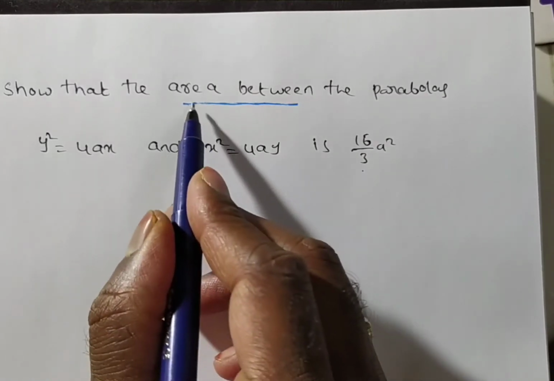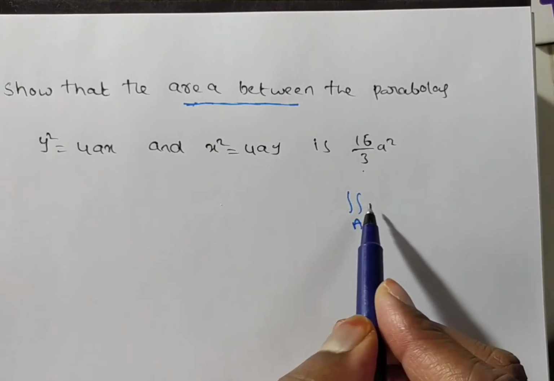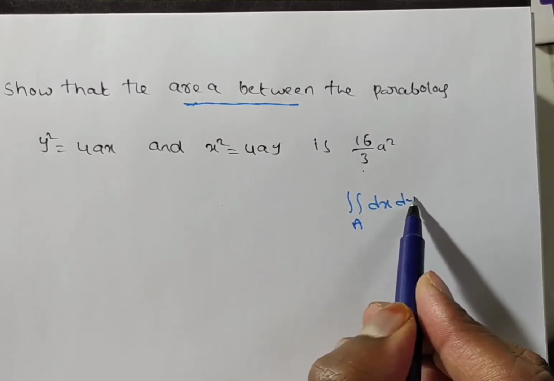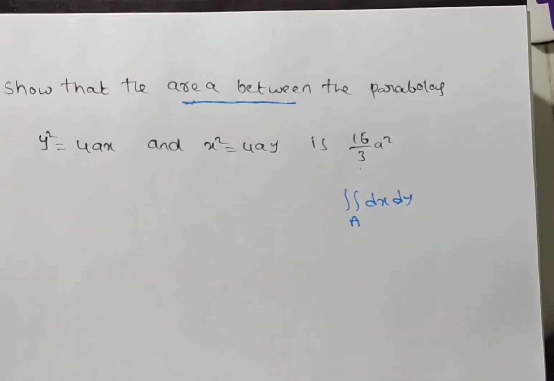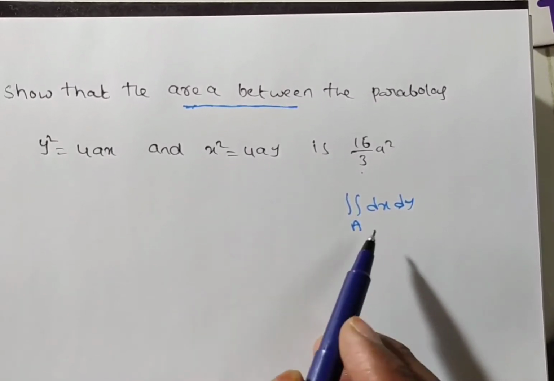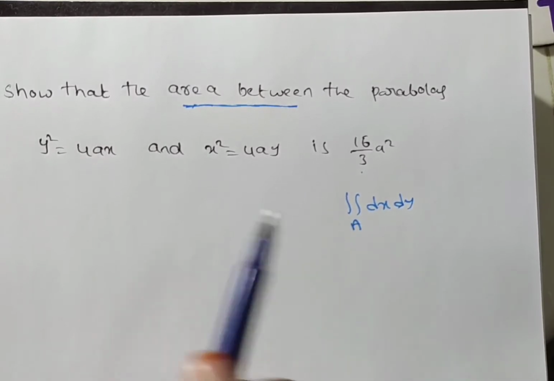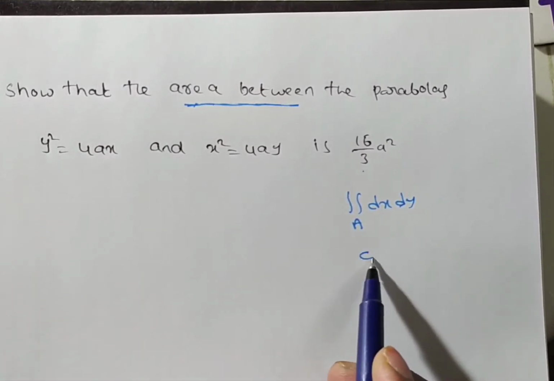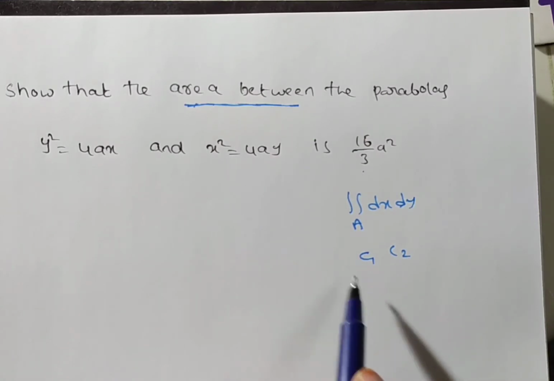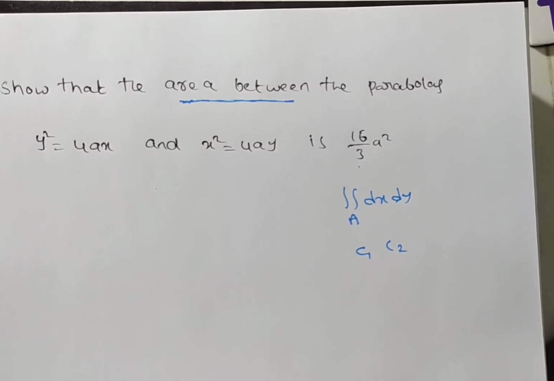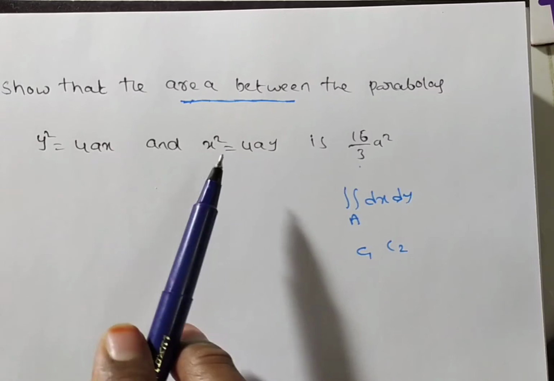First, you see friends, we need to find out the area. What is the area formula we have? That is double integral dx dy. Area is nothing but, in this case, we have to do a double integral. Now dx dy is okay, but you need to find out the limits for the given curves. They will generally give two curves, let it be C1 and C2. We need to find out where these two curves intersect, then based on that region we need to find out the limits.